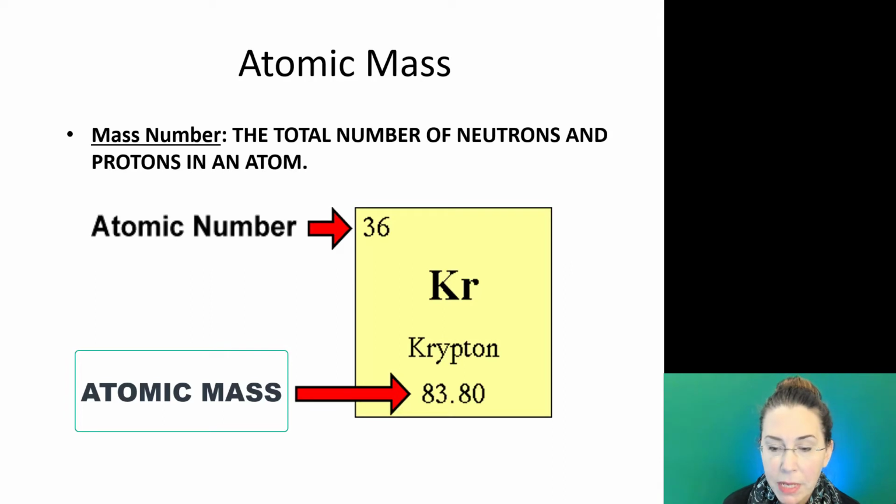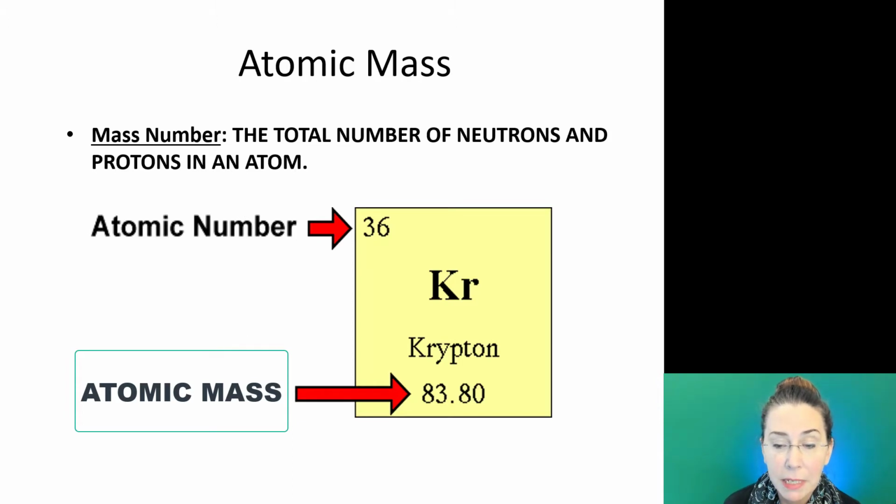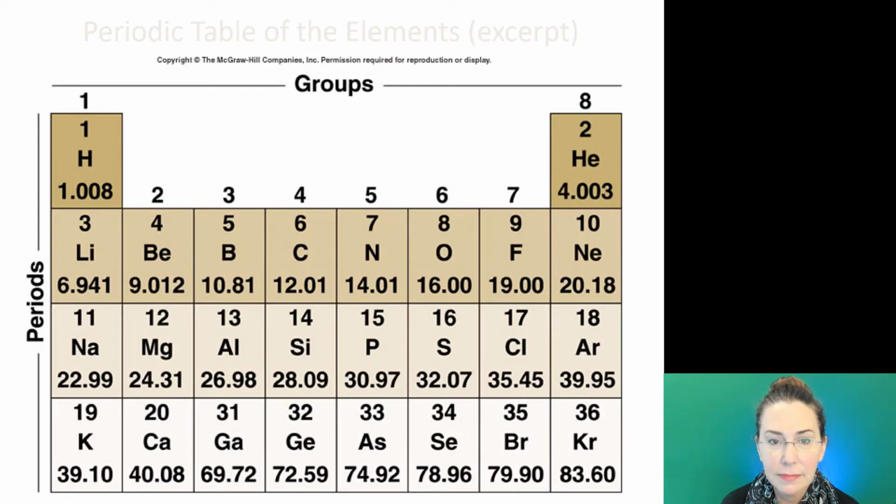So for example, 83.8 would round to 84. 84 would be the mass number of krypton. The atomic mass of krypton would be 83.8. So that is mass number, which is the total number of neutrons and protons in an atom, versus atomic mass. We're going to talk more about atomic mass in just a moment. So, if we were to go for the mass number of some various elements, let's look at carbon. Carbon with its atomic number of 6 and its atomic mass of 12.01, what would its mass number be?